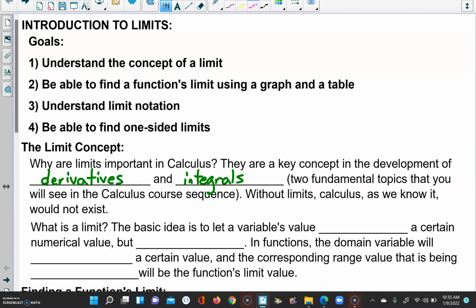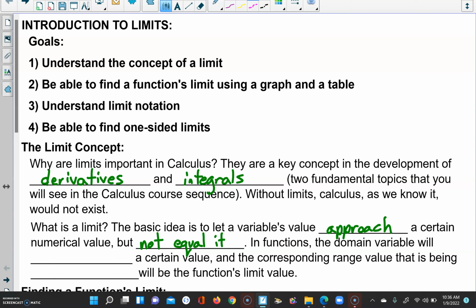So what is a limit? Well, the basic idea is to let a variable's value approach a certain numerical value, but not equal it. So we're going to get really close to a number, but not equal it. So for example, if we're finding the limit as we approach 4, we're going to come in from the left side of the number line and look at like 3.9999999999999, or coming in from the right side of the number line, we get to like 4.00000, and infinite zeros, and then 1. So we're not actually going to equal the 4, but we're going to get really close to it without touching it.